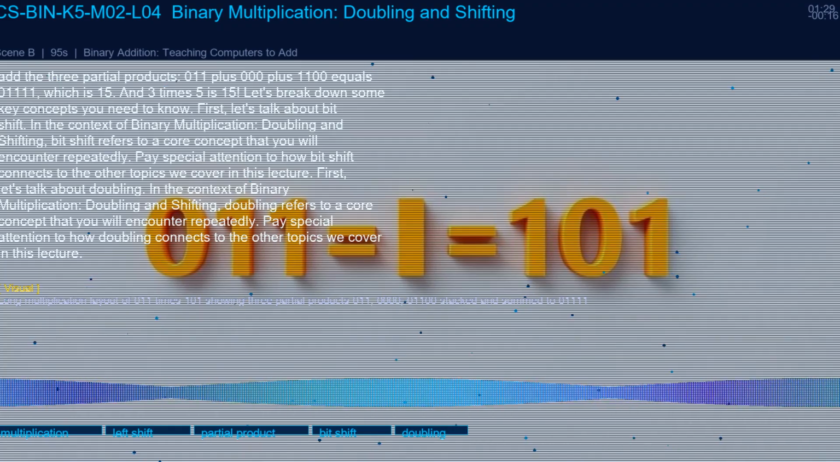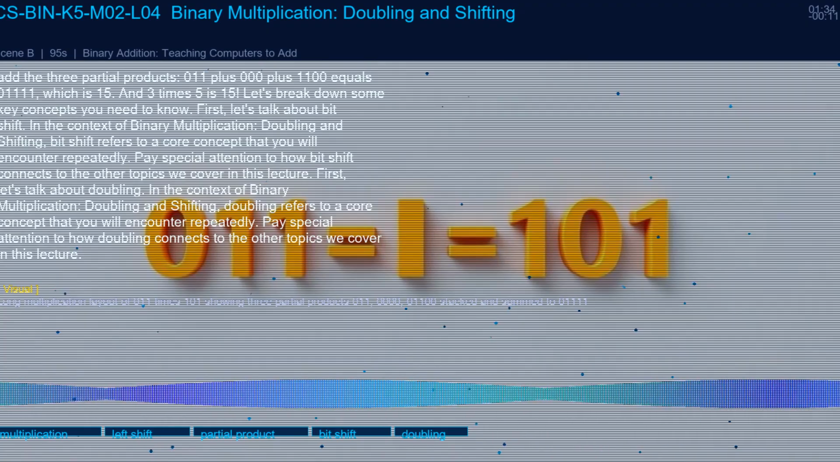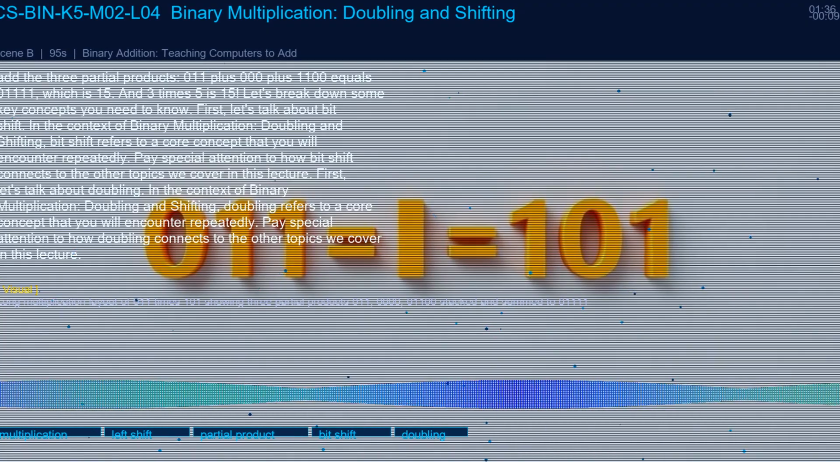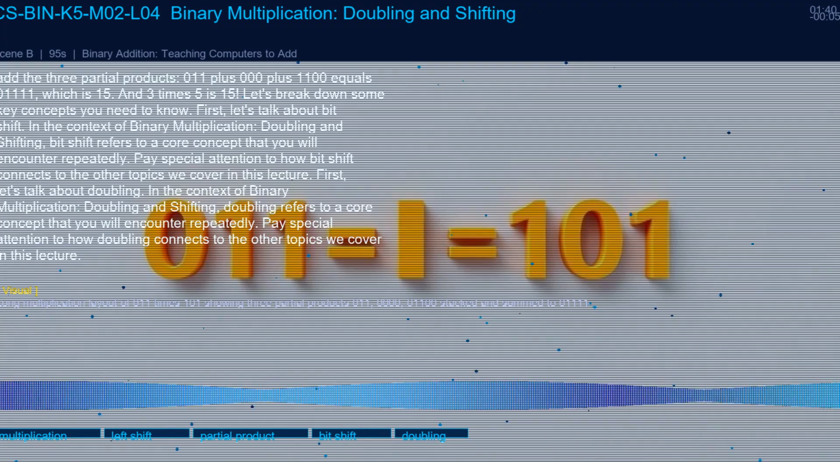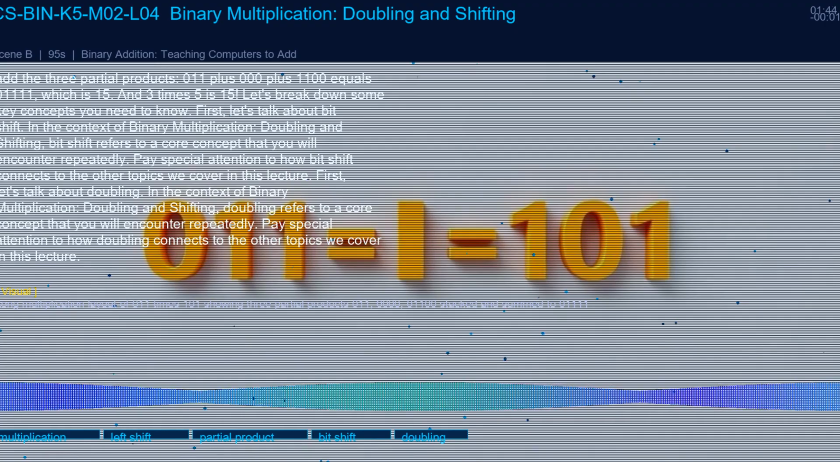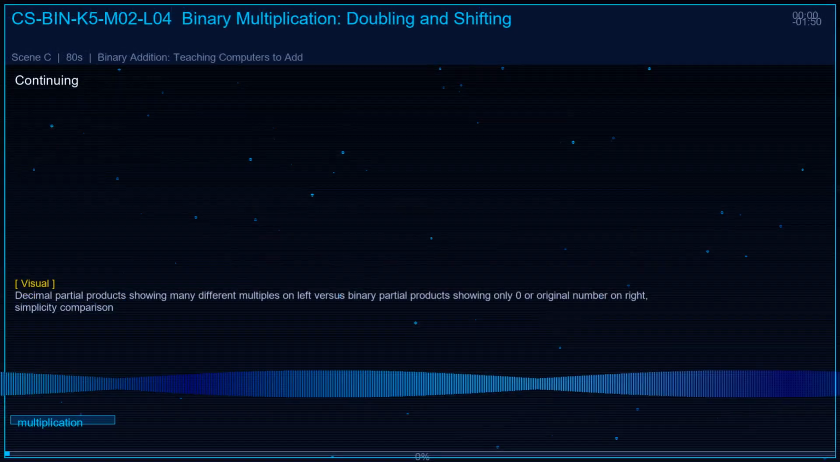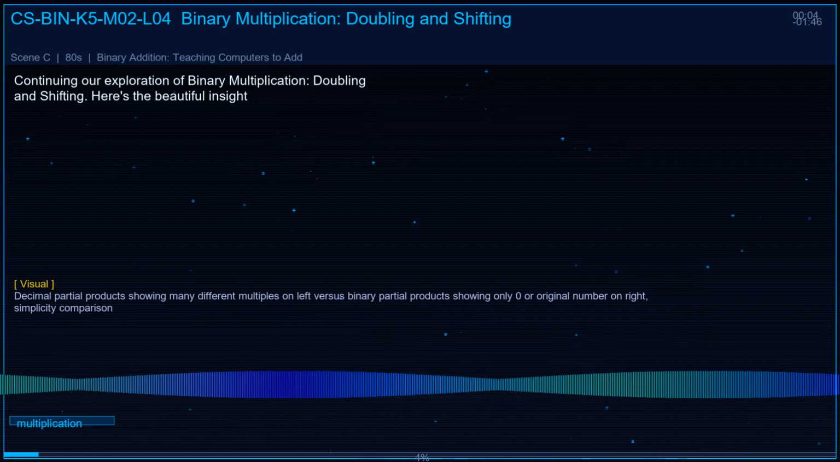First, let's talk about doubling. In the context of binary multiplication, doubling and shifting, doubling refers to a core concept that you will encounter repeatedly. Pay special attention to how doubling connects to the other topics we cover in this lecture, continuing our exploration of binary multiplication, doubling and shifting.